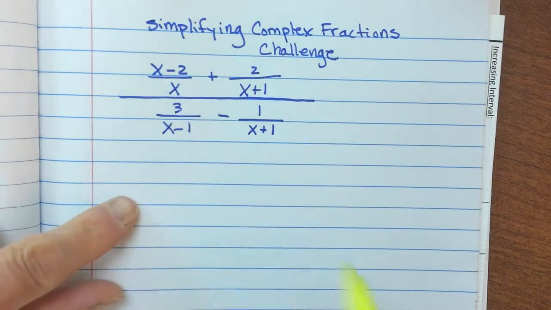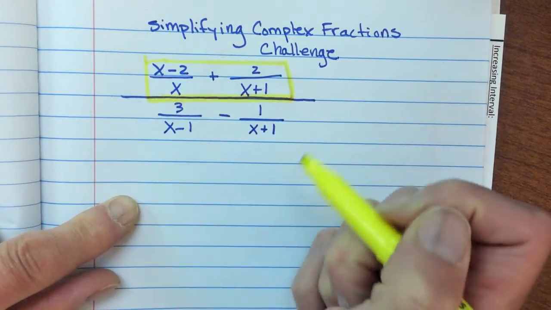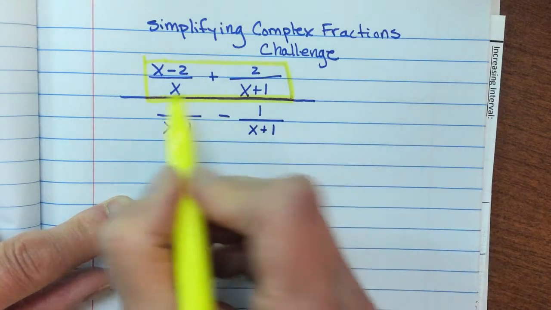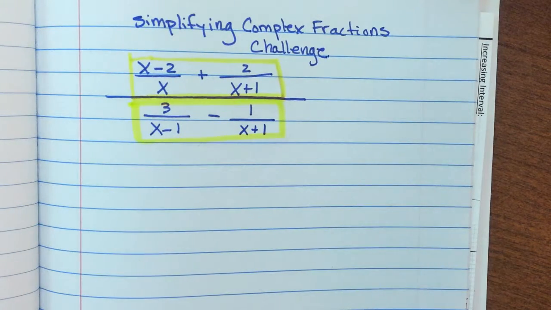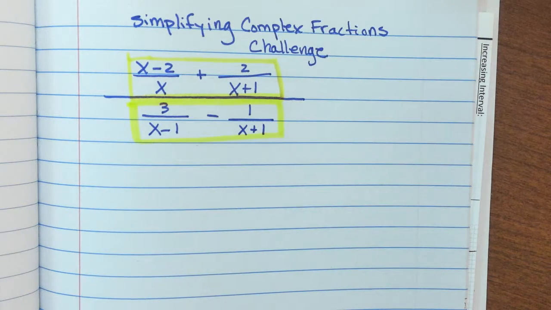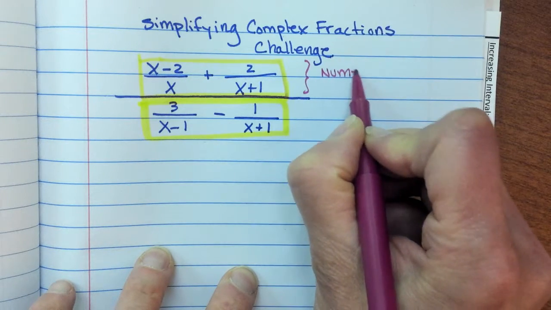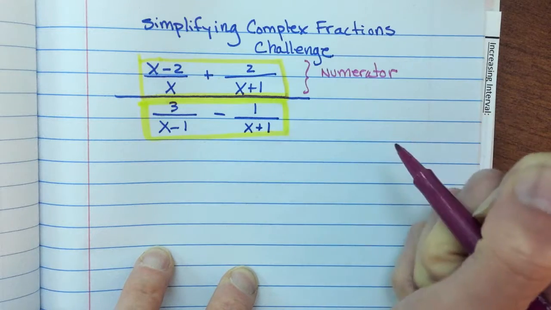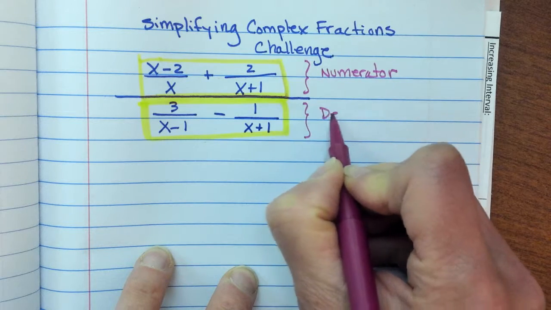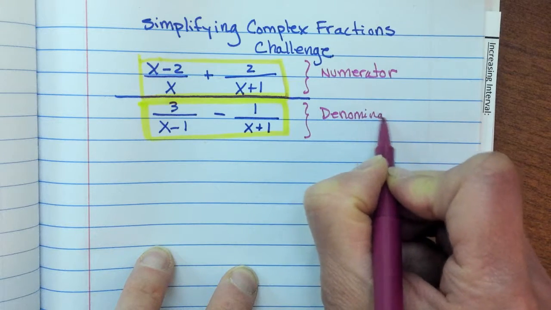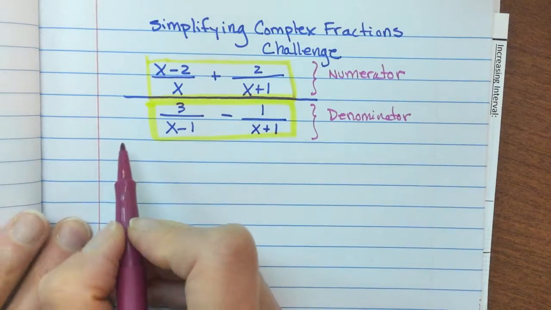So remember, a complex fraction, in the numerator I have some sort of fraction going on, just the sum of fractions in this case, and in the denominator I have the difference of fractions. So if you remember from before, I'm going to do this in parts. So I have to be very systematic. I'm first going to get a common denominator in the numerator, and then I'm going to get a common denominator in the denominator. So let's look at our numerator first.